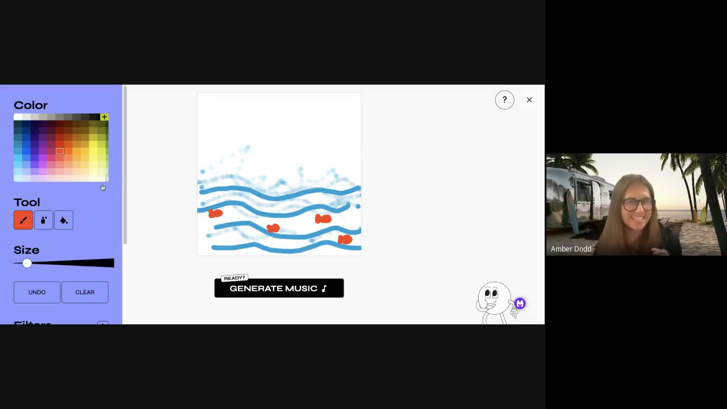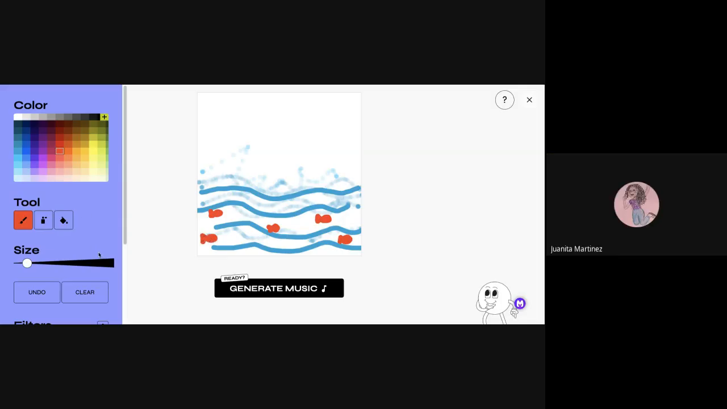I see some heart from Juanita. My kid is actually right here next to me, and she was like, this is cool. So she's played with it.